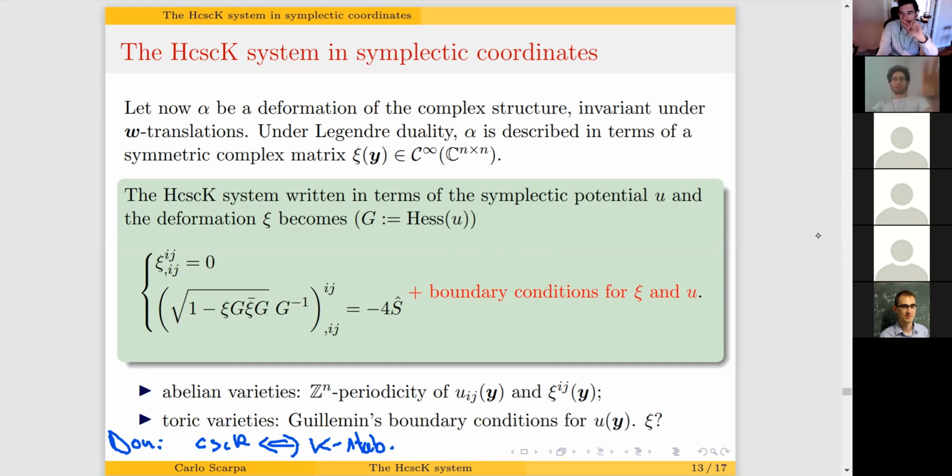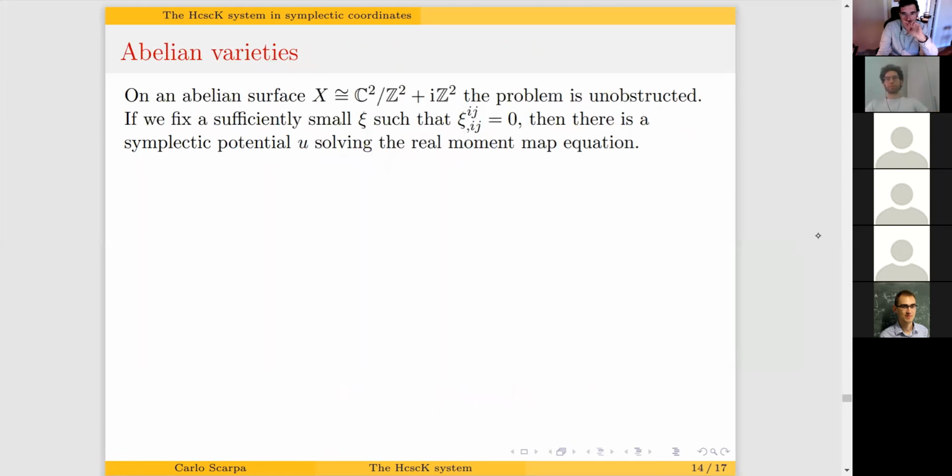So first, just to spend a couple of words on abelian varieties, essentially nothing interesting happens. The problem is unobstructed, and anytime you have a solution of the first moment map equation, you can find a symplectic potential that solves also the real moment map equation.